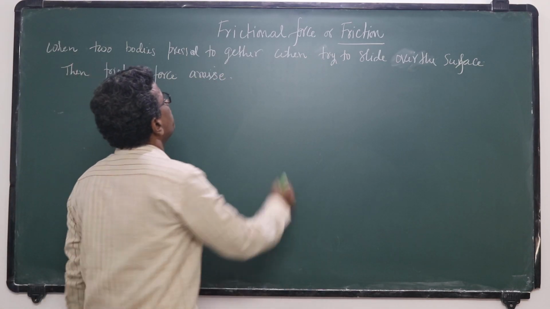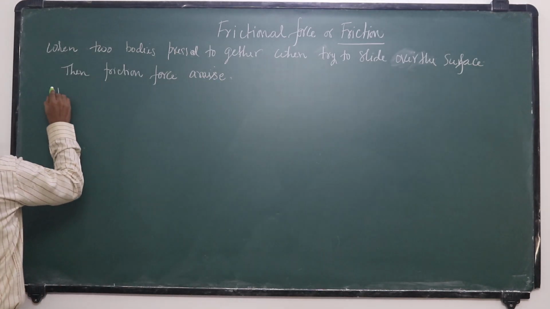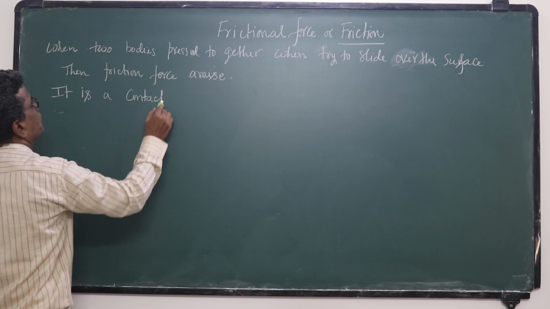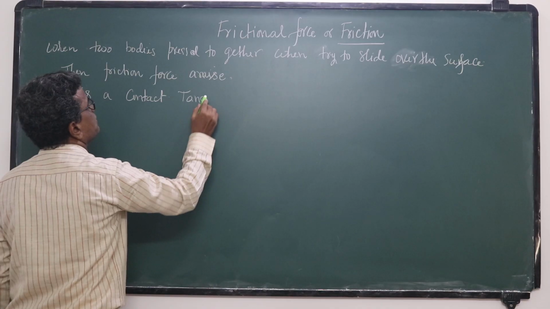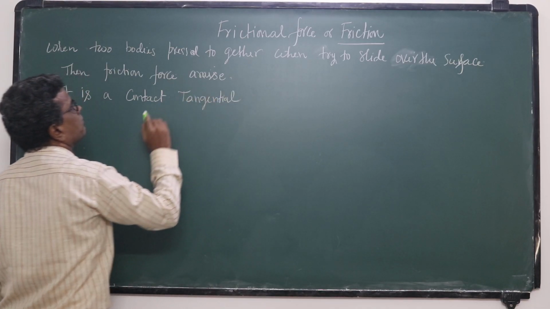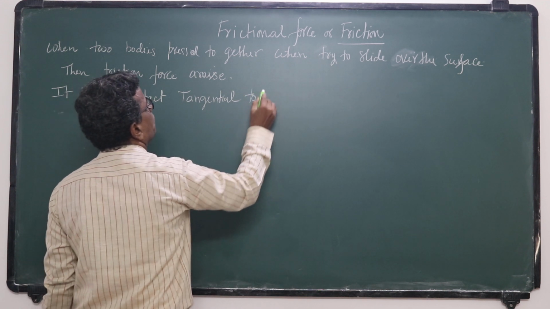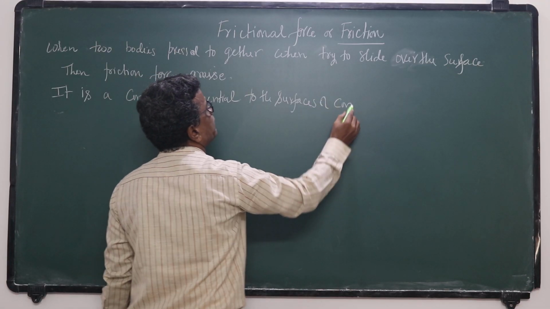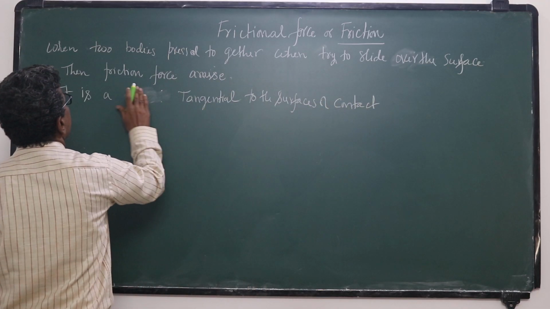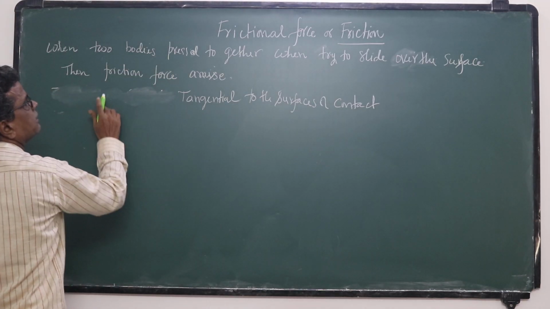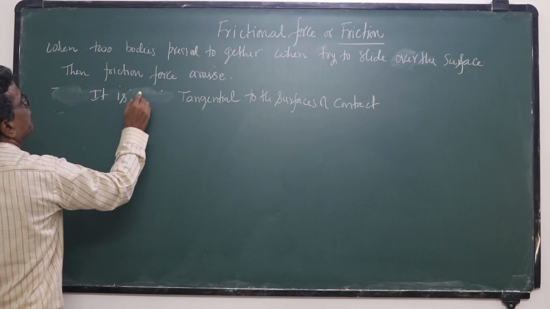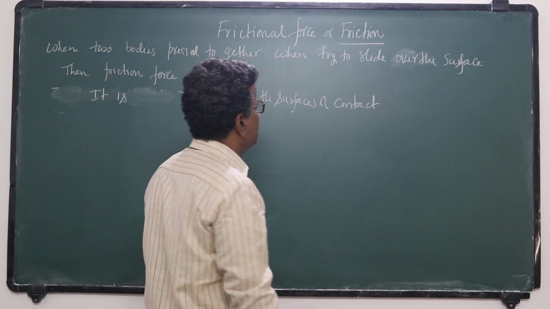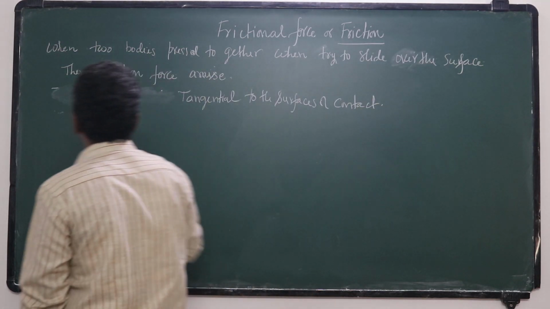So it is a contact force. It is a contact force tangential to the surfaces of contact. So how will it act? It is tangential to the surfaces of contact. Such a force we can call frictional force.